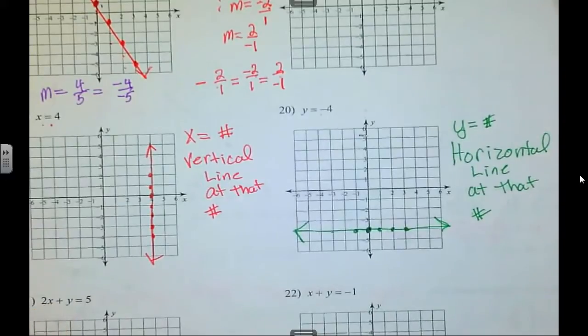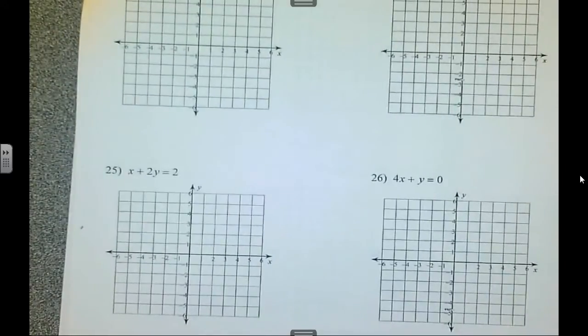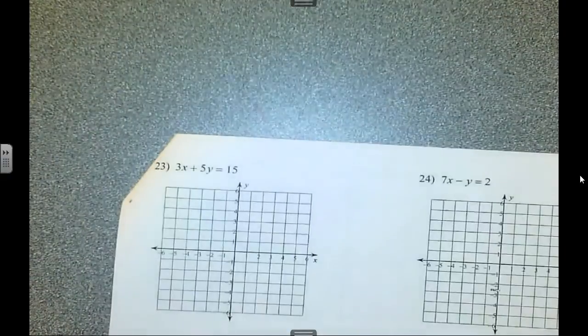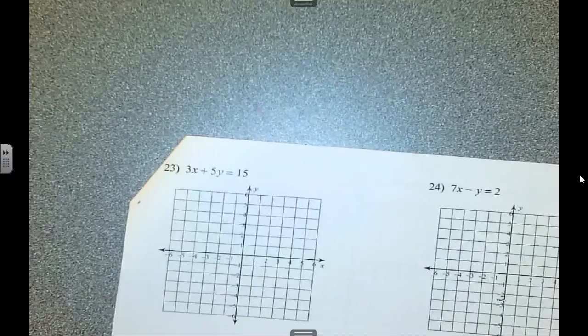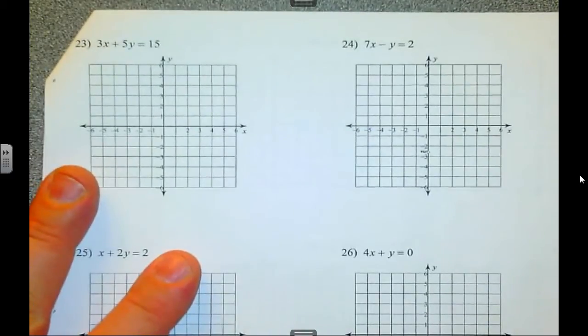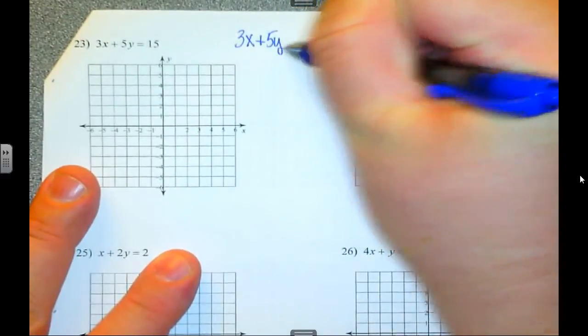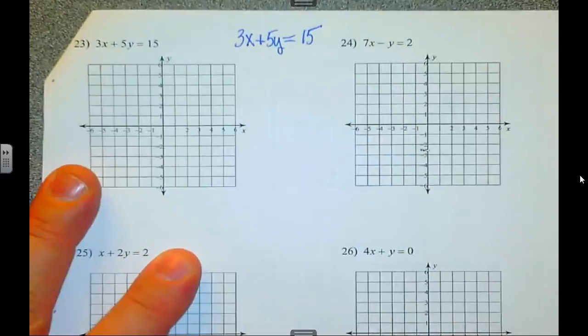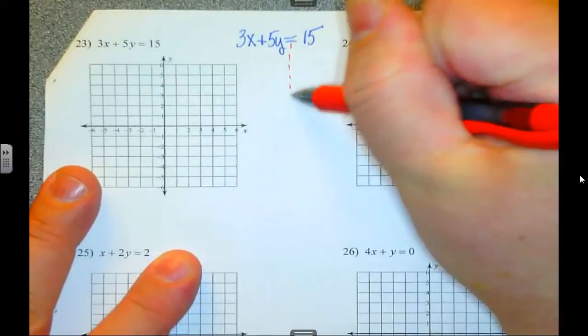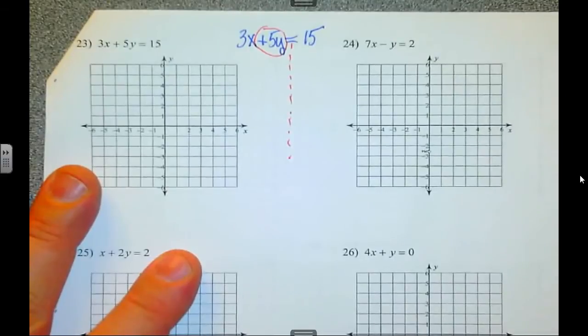All right, let's do a little bit harder one where we have to solve for y. These look pretty easy. Let's do 23. Okay, so I've got 3x plus 5y equals 15. I have to solve for y. I have to get this term by itself first.